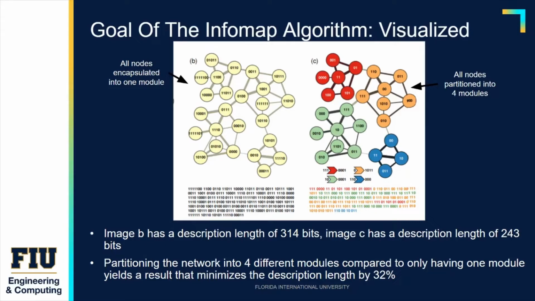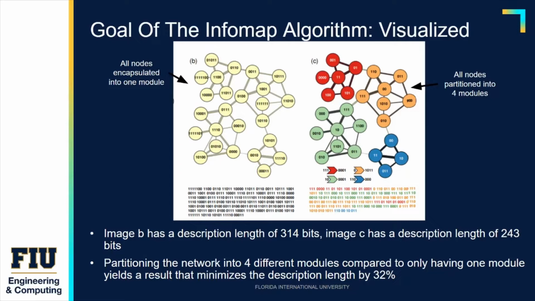Pretty long. When you compare it to image C, on the other hand, where you see a red, orange, green, and blue module, the nodes are now partitioned into 4 different modules. The reason this is more optimal, and returns a bit length of 243 bits as opposed to before, where it was 314 bits, is that when you're partitioning the graph into different modules, you can afford to reuse Huffman code words within the graph as a whole, just not within the community.